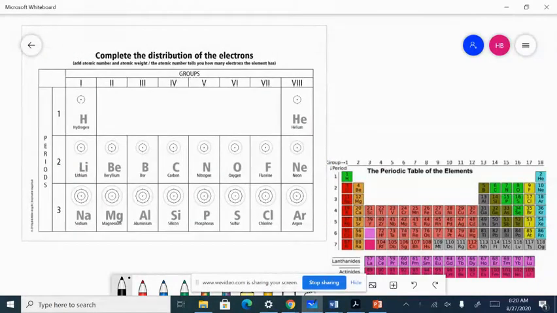Okay, class, today we're going to talk about the Bohr models and the distribution of electrons in elements. So let's start at the very beginning here. Now we'll look at the periodic table of the elements and see that the first row, rows are across, or period, has two elements in it. The first element is hydrogen at number 1, right here.